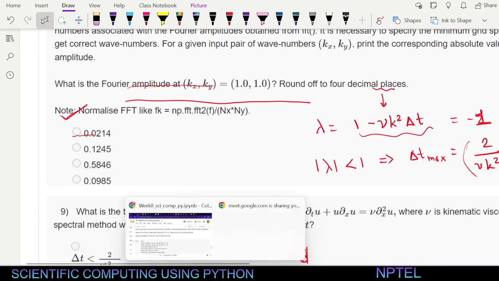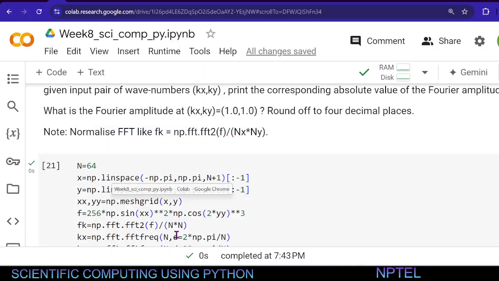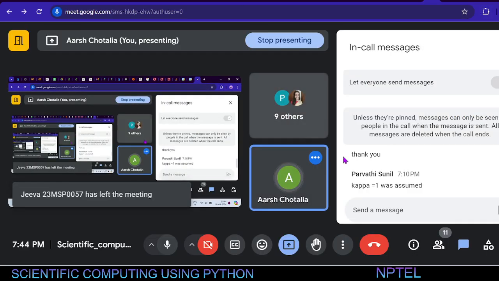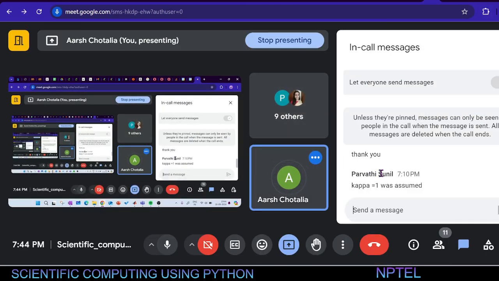Okay, any questions? Anyone? Kappa equal to 1 was assumed, yes.